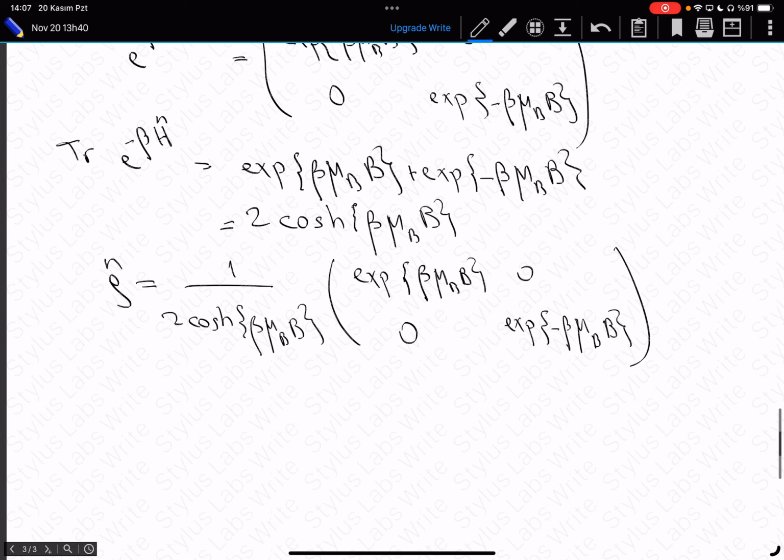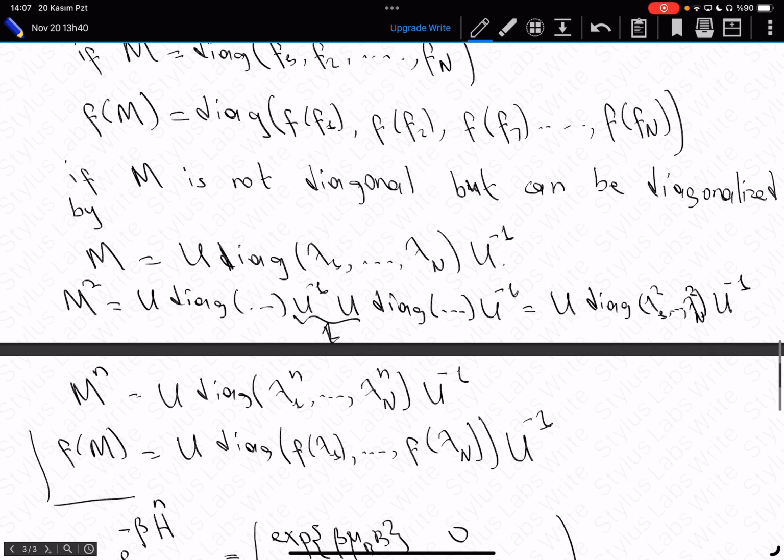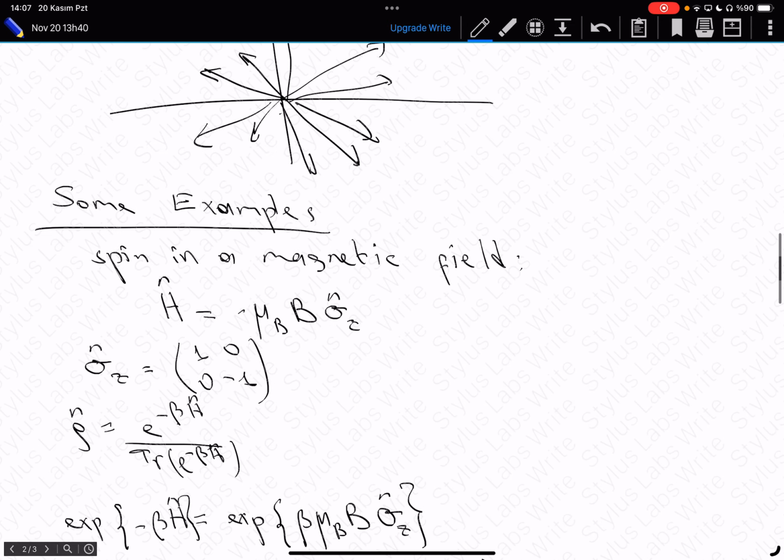Let's calculate the average energy, which is the average of the Hamiltonian, which we know is given by the trace of the Hamiltonian times rho. Remember, the Hamiltonian is given by this matrix over here.